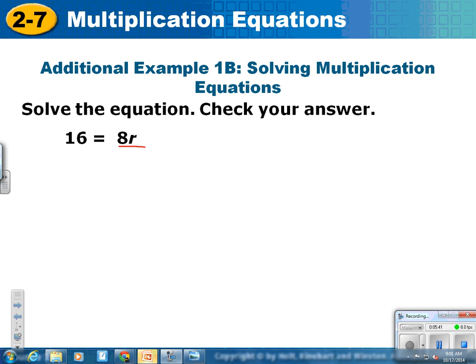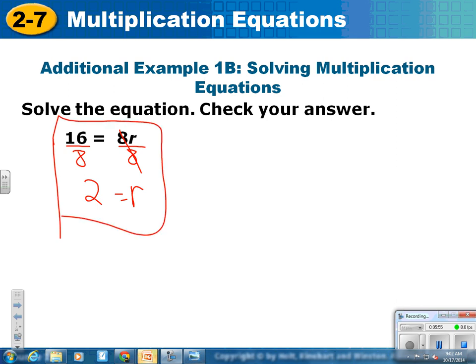We got to divide both sides by 8. Divide both sides. There we go. That goes away. We're left with R equals 16 divided by 8 is 2. Whole thing on your homework. You have a question?